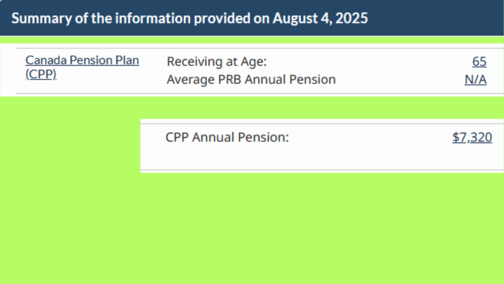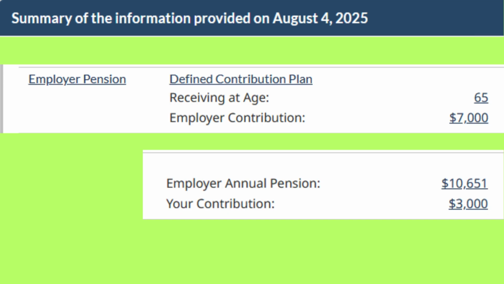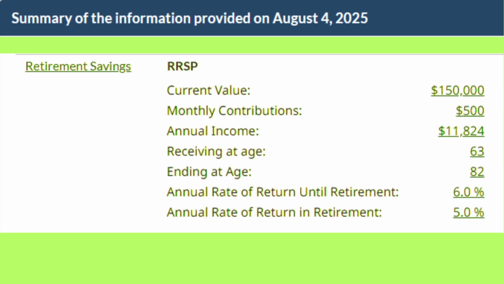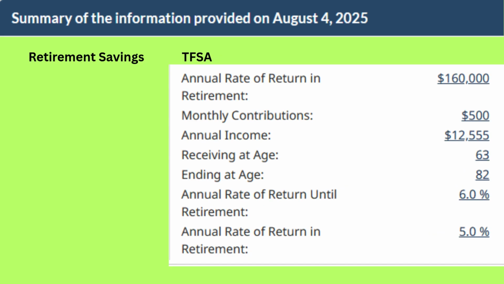Meanwhile, based on my record from Service Canada, my annual CPP pension is $7,320 if I take it at age 65. The system also calculated that my annual employer pension is $10,651 if I take it at age 65. On the retirement savings, my annual income from my RRSP is $11,824 starting at age 63, while on my TFSA, my annual income is $12,555, starting at age 63 also.